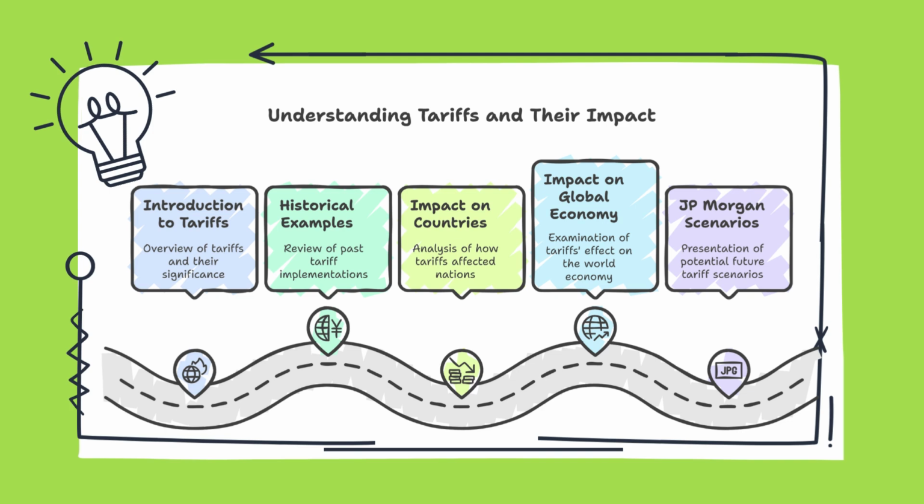First, we'll look at some examples from the past to understand why America has put tariffs in place before and how that affected other countries and the global economy. This can help us get a better idea of what might happen if new tariffs are introduced now. Then, we'll go over three possible scenarios that JP Morgan has identified about how tariffs could play out this time.